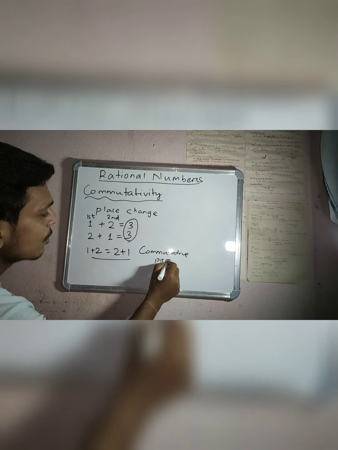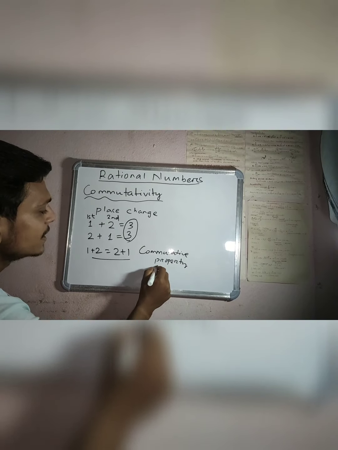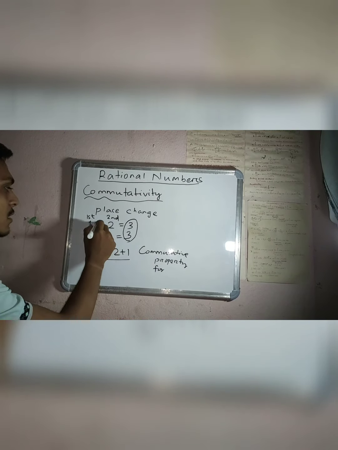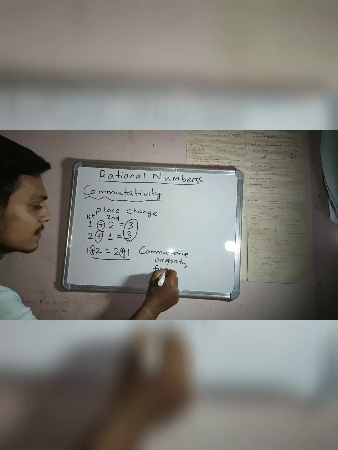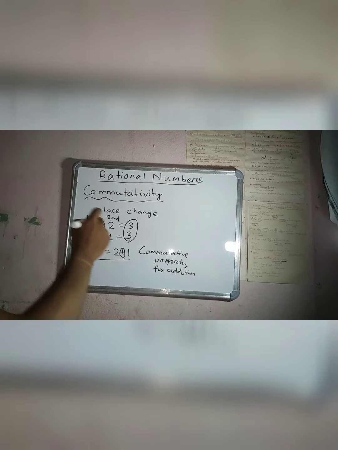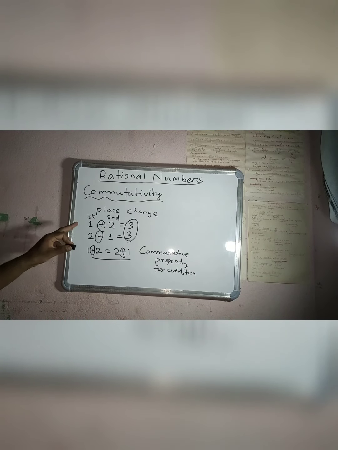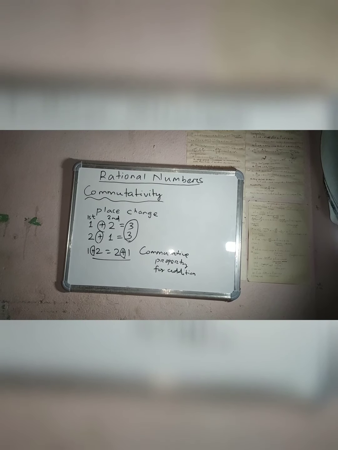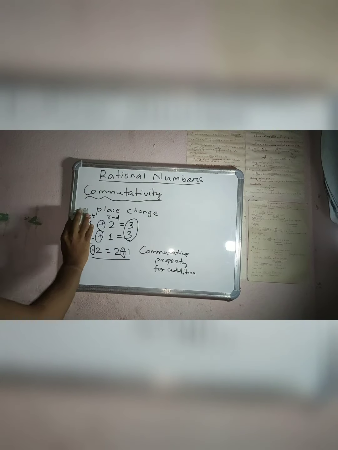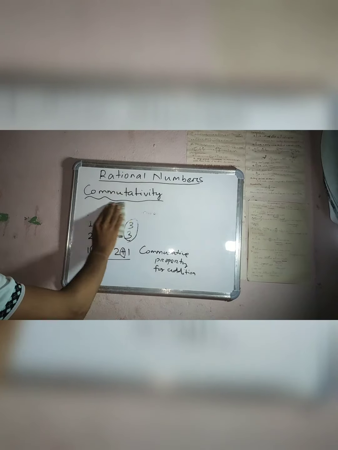This is the commutative property for addition. The operation is addition. So for natural numbers, we have seen how the commutative property is obeyed or not for different operations, one by one.